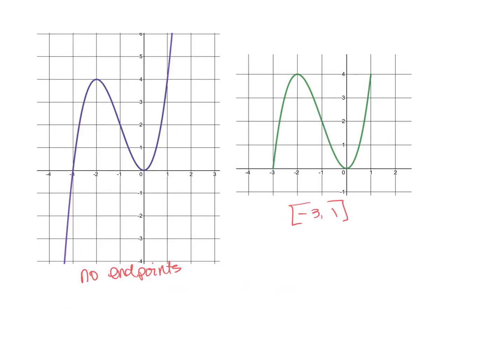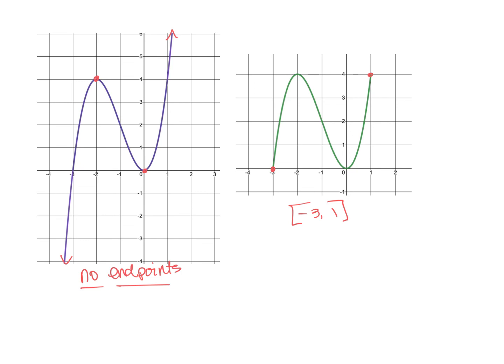So here's the function with no endpoints. This is just the normal function. So on this function, we have a relative max and a relative min, but there's no absolute max and absolute min because it goes on and on and on, goes on forever. But notice, when we have endpoints, which means when we cut this off, then we are going to have an absolute max and an absolute min.